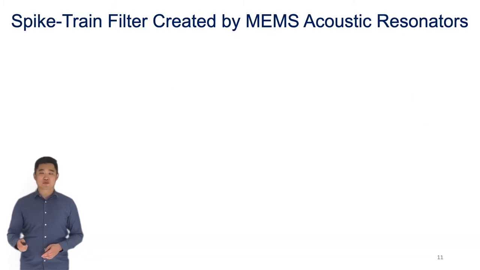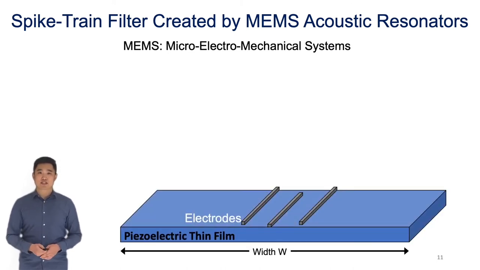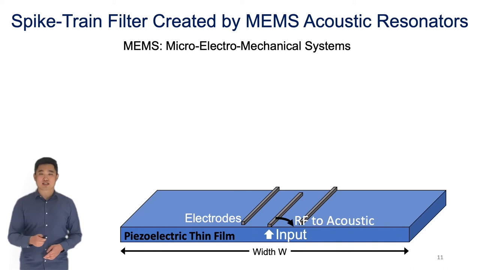Our spike train filter builds on recent advances in MEMS filter technologies. MEMS stands for microelectromechanical systems. These devices can convert RF signals into acoustic waves for processing, and then convert acoustic waves back to RF signals.